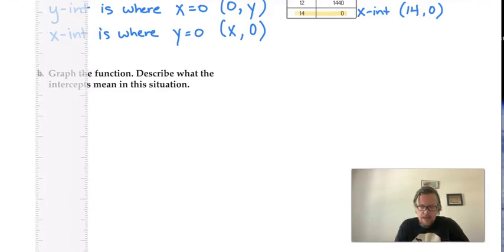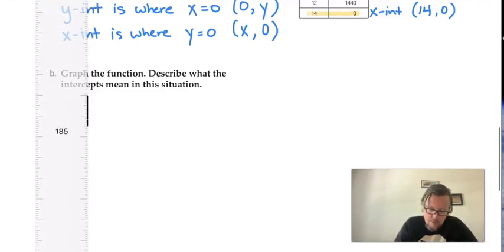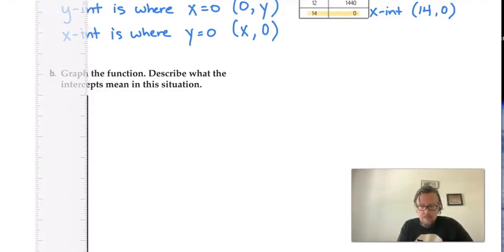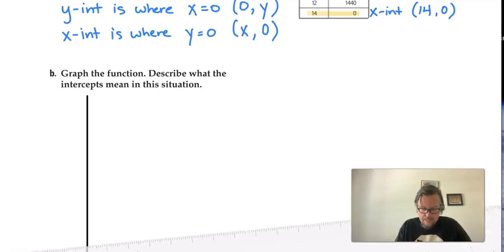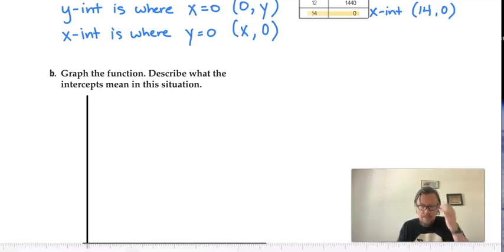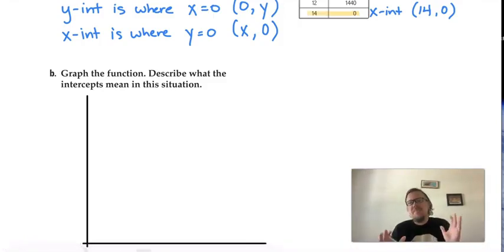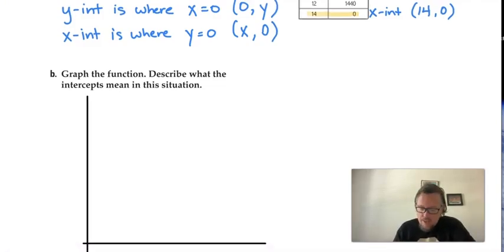I need my y-axis to go up to at least 10,000, and I need my x-axis to go to at least 14. Now, it doesn't have to be to scale. Thank goodness. It doesn't have to be the same scale, because I don't want my x to go by ones up to 14 and then my y to go up by ones up to 10,000. That would be crazy. Let's go ahead and label it though.